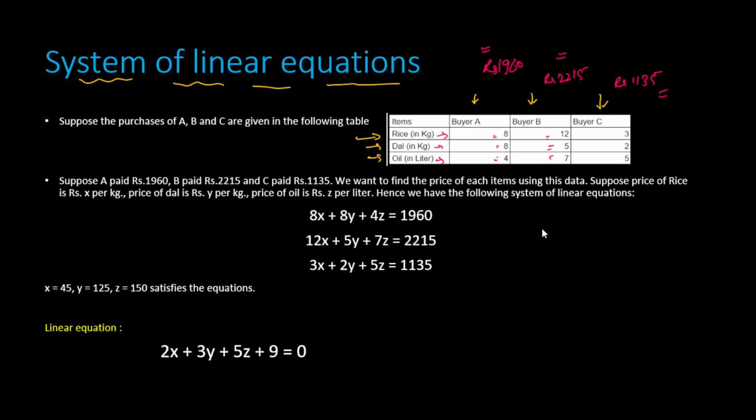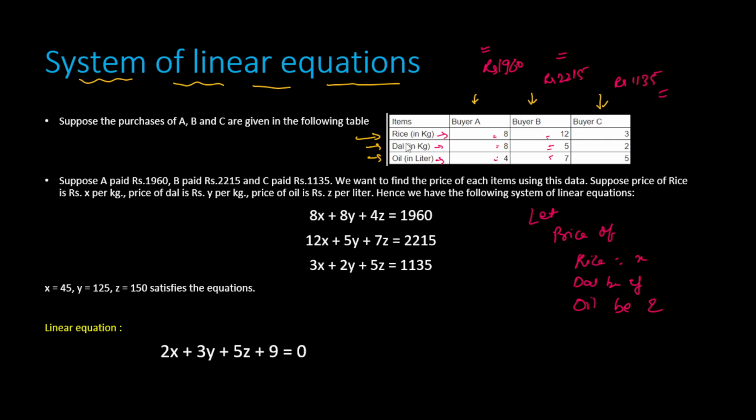So now let the price of rice be x, dal be y, and oil be z. So we let the price of rice be x, the price of dal be y, and the price of oil be z.